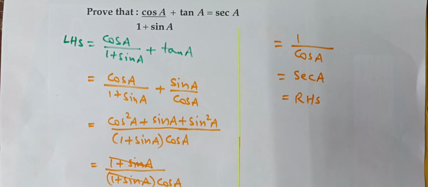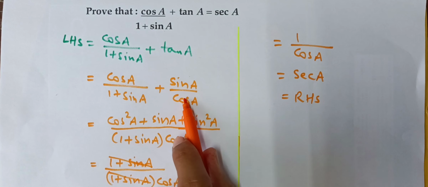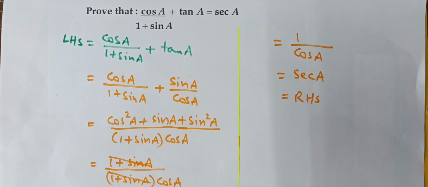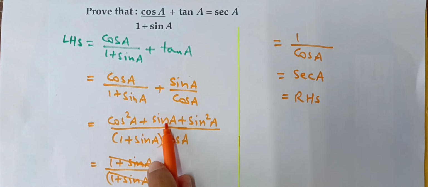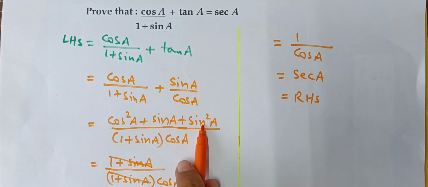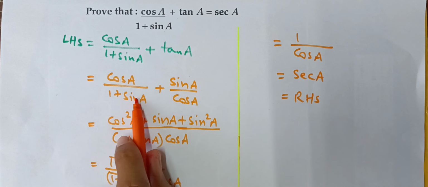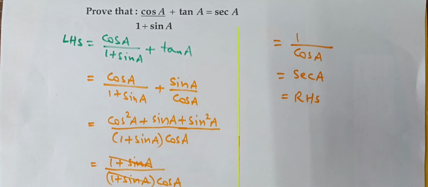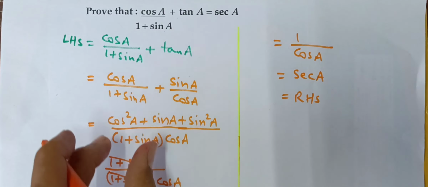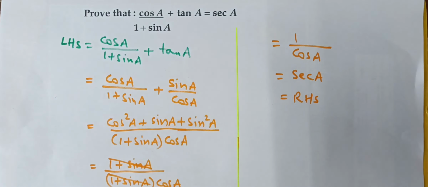So here you can observe 3 main steps: tan is sin by cos, step number 1. Then step number 2, LCM. In LCM we do cross multiplication, cos A with cos A, cos square A, and 1 plus sin A into sin A, plus sin square A. We have to multiply sin A with both terms, 1 and sin A. In the denominator we multiply both denominators, but just write as it is. It means 1 plus sin A as it is and cos A as it is.